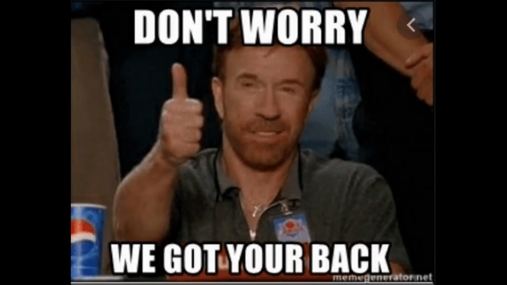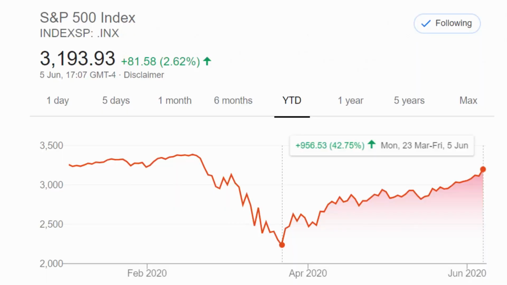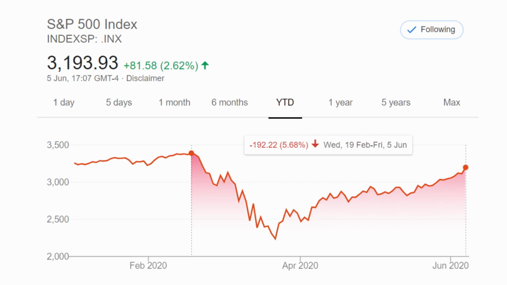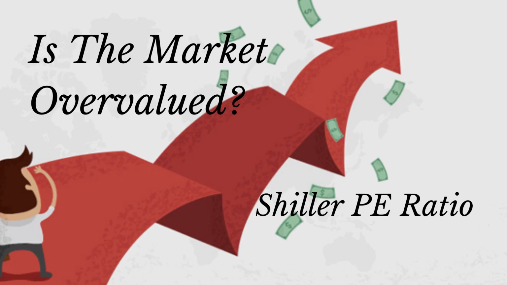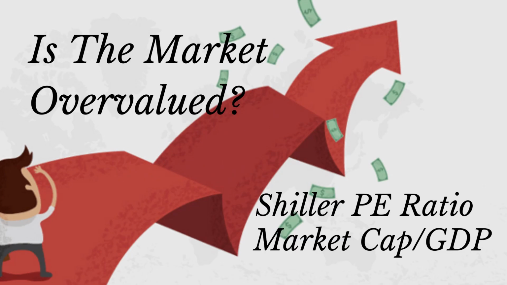The market on March 23rd started climbing, and since then, the S&P 500 is up 42%. And we are down only 5% since February 19th. Now let's see if the market is overvalued, and we're going to do that looking at two metrics. The first one is the Shiller PE ratio, and the second one is the stock market capitalization-to-GDP ratio.